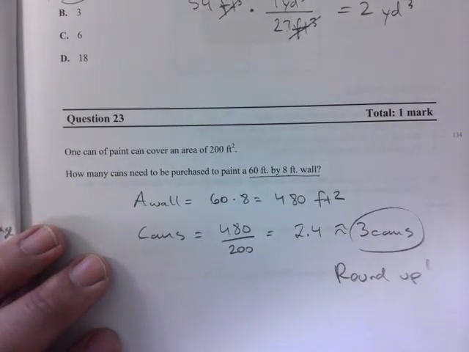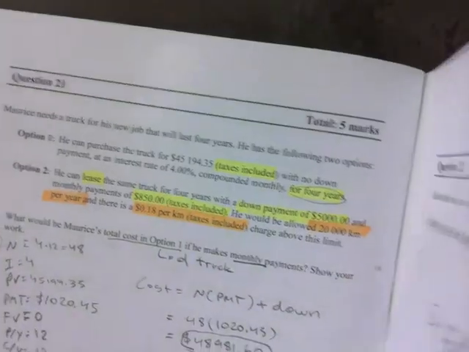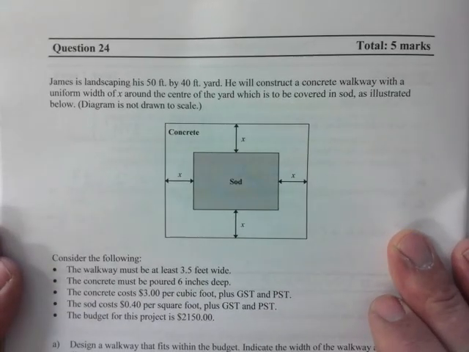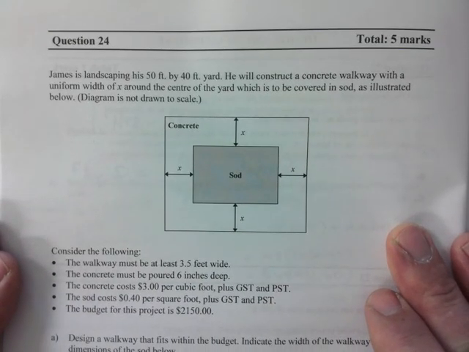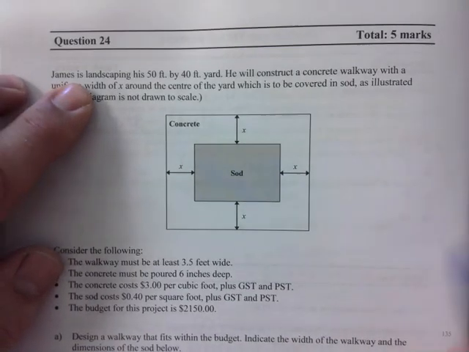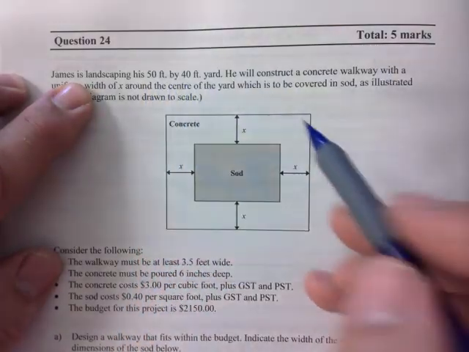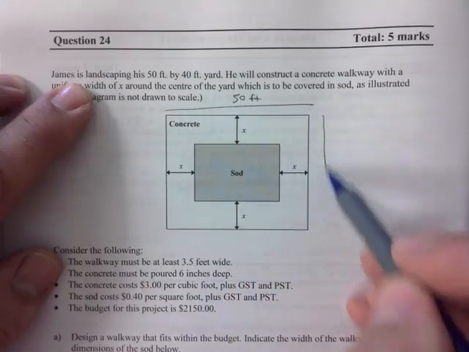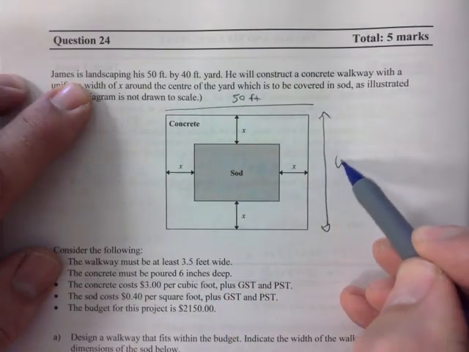Okay. Let's keep going. This one is a longer design and measurement, where you have a little bit of choice, but you're going to pick the same as me, okay? James's landscaping is 50 by 40 yards. So this is 50 feet by 40 feet, okay?